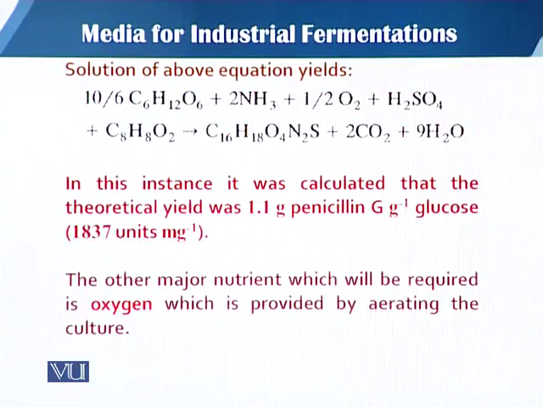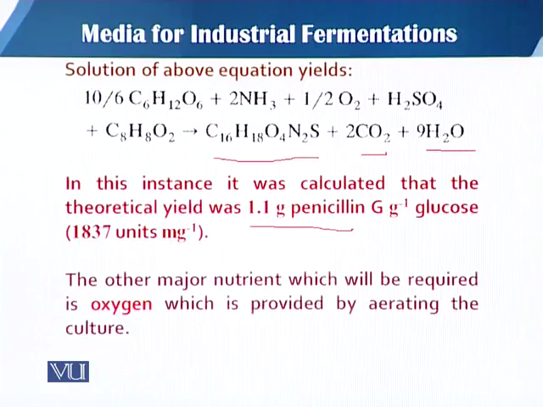As for the solution of this equation, if we take 10/6 glucose, 2 molecules of NH3, half a molecule of oxygen, and 1 mole of sulfuric acid and PAA, phenylacetic acid, then that leads to penicillin G, carbon dioxide and 9 moles of water. In this instance it was calculated that the theoretical yield is 1.1 gram of penicillin from 1 gram of glucose.